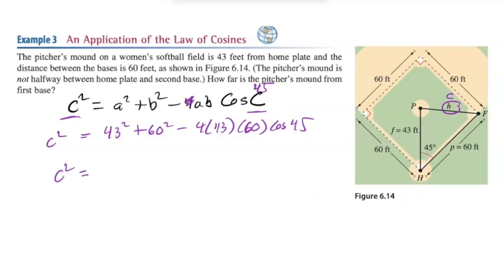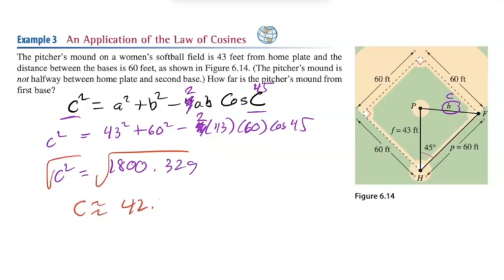Just caught a mistake. It's 2AB. I'm not sure why I said 4AB. Plug that into your calculator, you get 1800.329. Then we square root it, and C is approximately 42.43. That's how many feet away the pitcher's mound is to first base in a softball field.